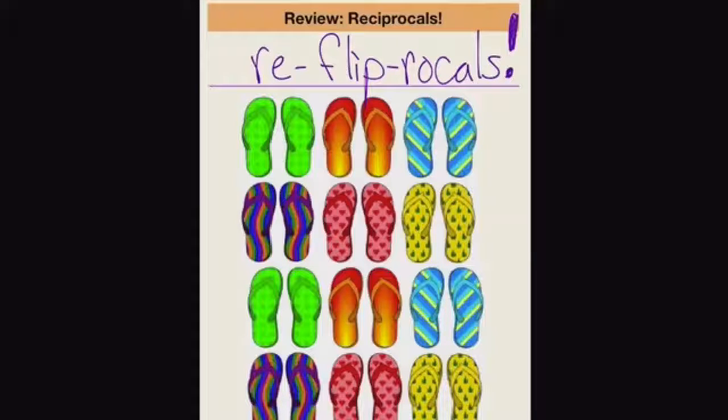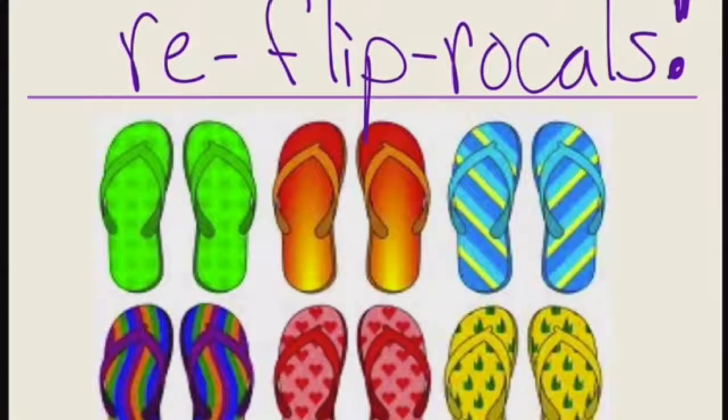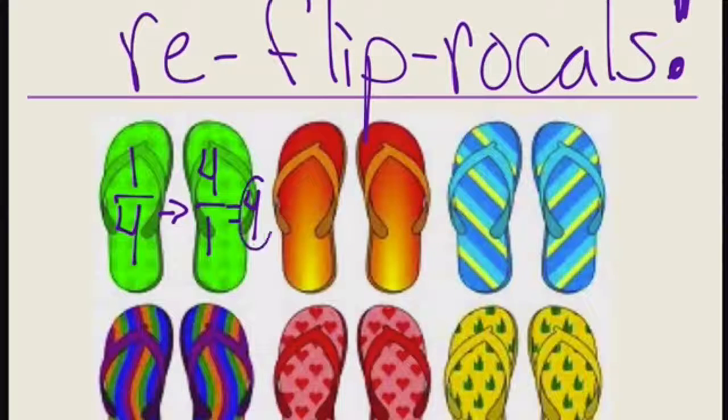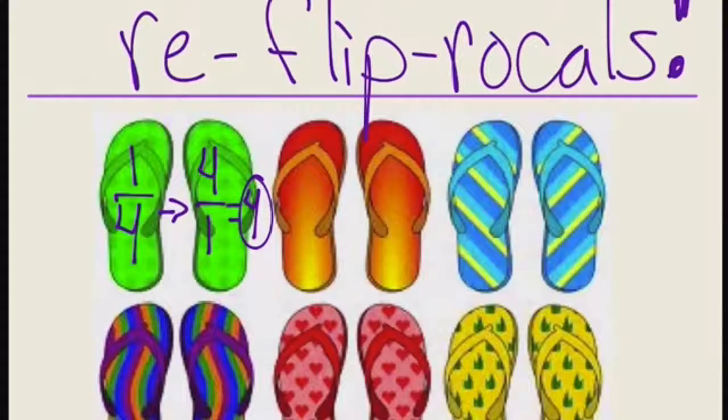So in each pair of these flip-flops, we're going to go ahead and review finding reciprocals. So let's say you're given the fraction 1/4. The reciprocal of 1/4 is 4 over 1 or 4. Remember, 4 divided by 1 is 4. See, we've simply switched which number we put on the top and which number we put on the bottom. Let's try another one. Let's say this time you start with the whole number. Remember, that whole number 5 can be written as 5 over 1. And then to find the reciprocal, again, we simply just flip. And our reciprocal is 1/5.